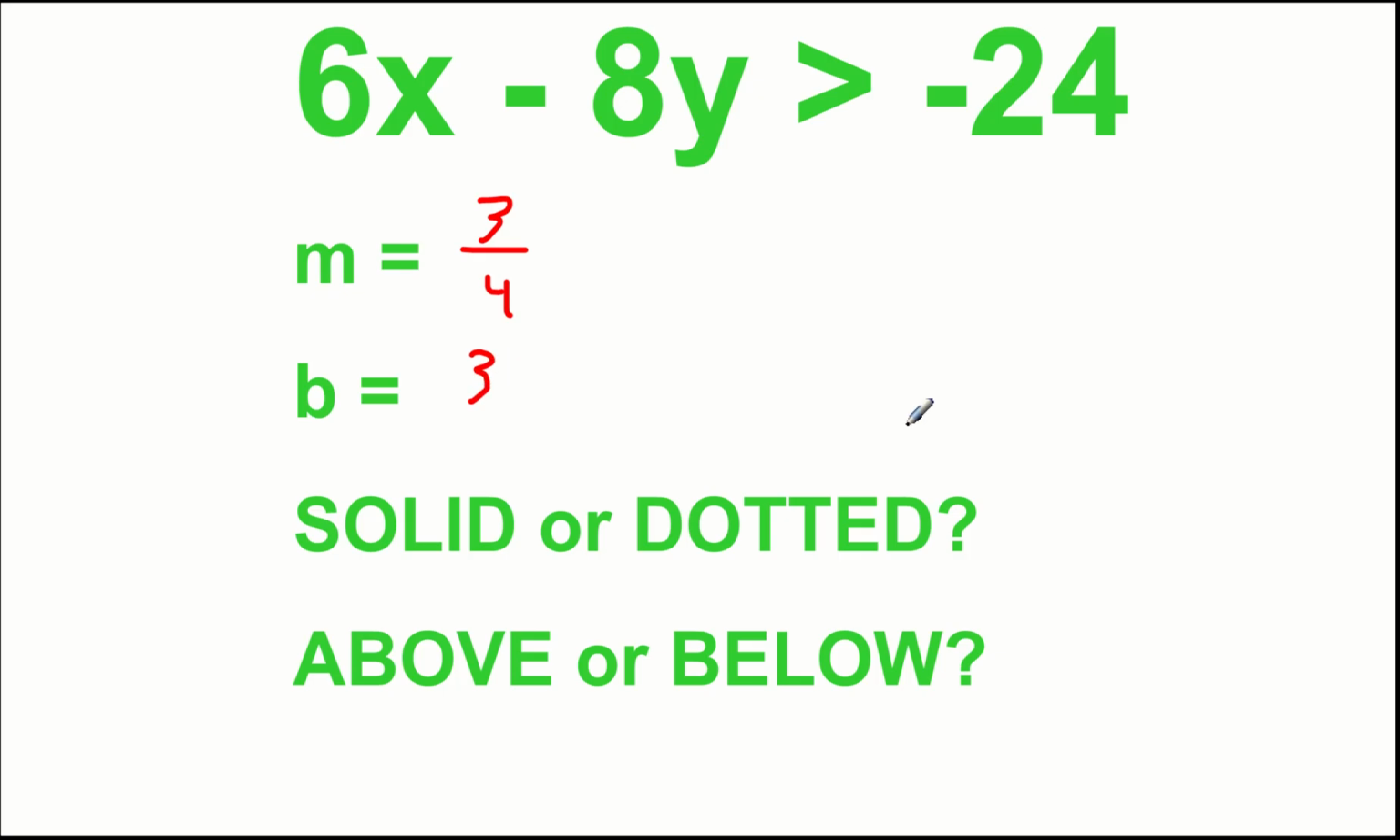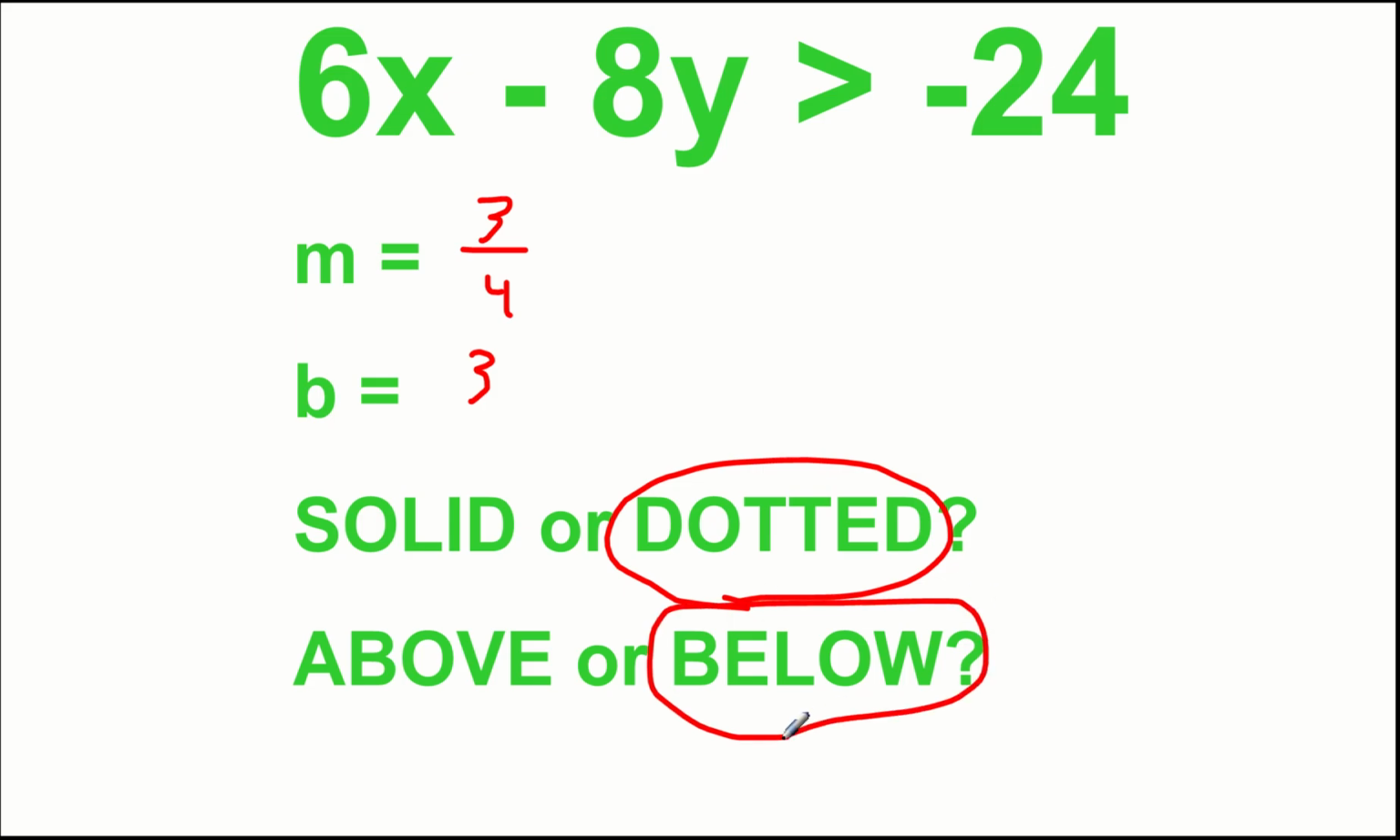Solid or dotted line, Sydney? Dotted line's correct. Are we shaded above or below? Mason? Alexandra? Yeah, that one is below. Can you tell me why?